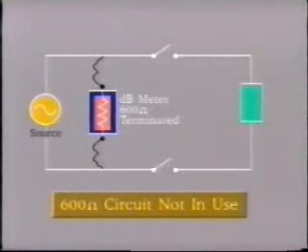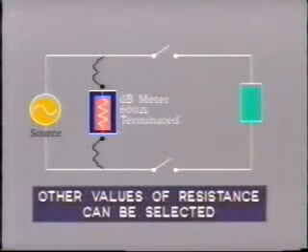This will now switch a 600 ohm resistor across the output to simulate the circuit impedance. Other values of resistance can be selected, say 50 or 75 ohm, depending upon the reference values required. All right, so far in this segment, we have been looking at frequency measurement and measurement of signal strength in dB.